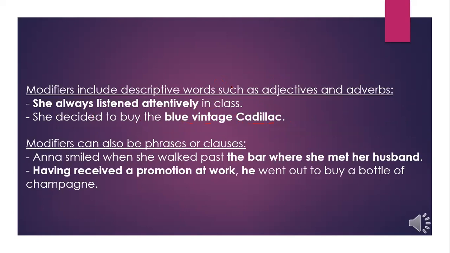Modifiers include descriptive words such as adjectives and adverbs. She always listened intentively in class. هنا احنا عندنا two adverbs. عندنا أول adverb always, we describe listened. وعندنا intentively برضو إيه؟ Adverb. Okay, so we have two types of adverbs here. In the second example, she decided to buy the blue vintage Cadillac. The word modified here is Cadillac, and we have two adjectives, blue and vintage. Blue and vintage, both are adjectives.